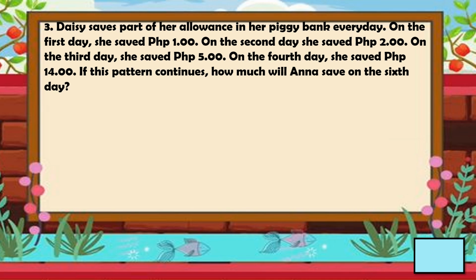So for number 3, Daisy saves parts of her allowance in her piggy bank every day. On the first day, she saved 1 peso. On the second day, she saved 2 pesos. On the third day, she saved 5 pesos. On the fourth day, she saved 14 pesos. If this pattern continues, how much will Anna save on the sixth day?